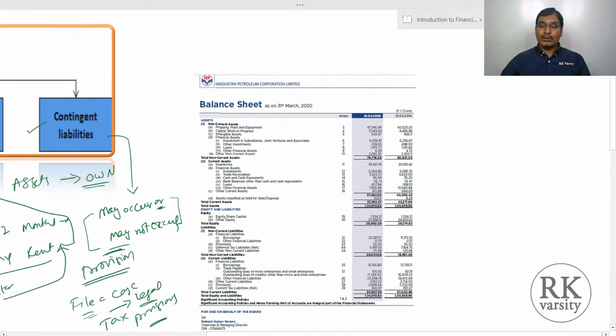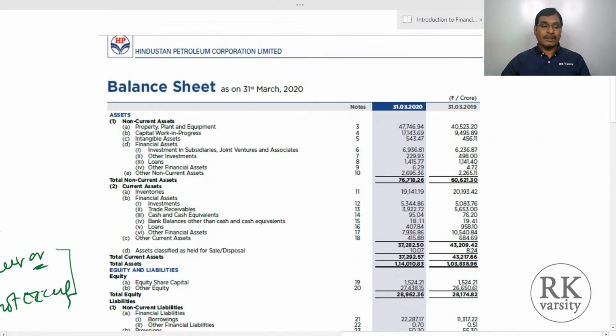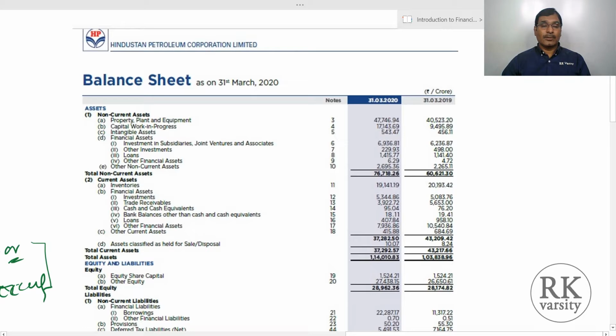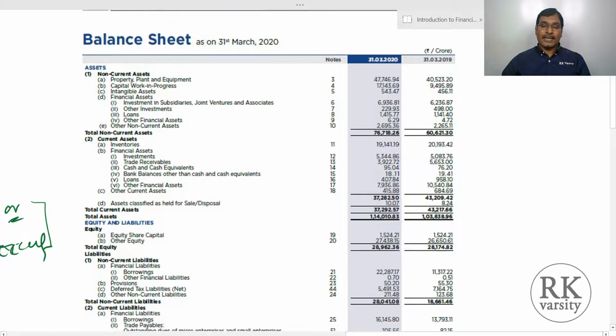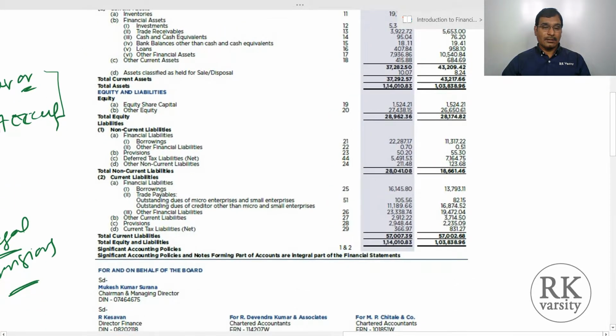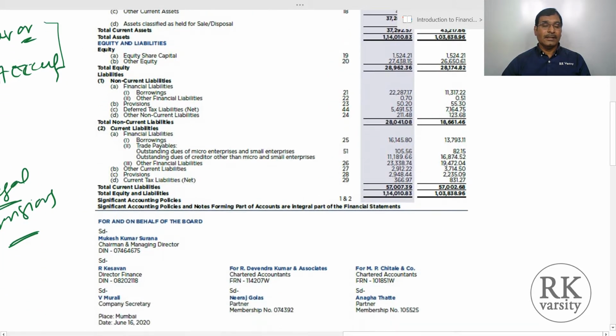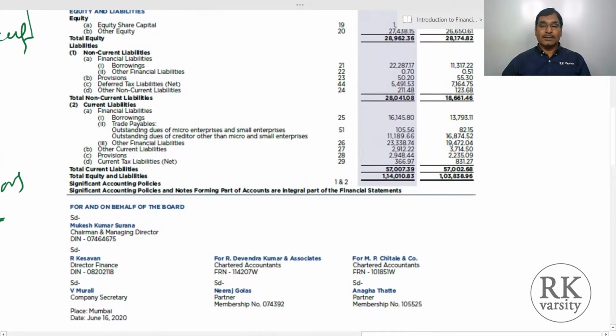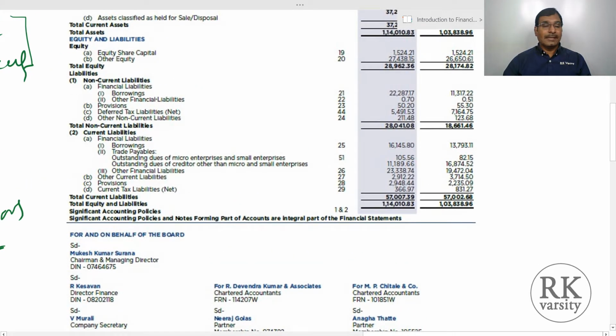Now I'll take you to a real-time company's annual report. This is Hindustan Petroleum Corporation Limited, one of India's leading petrol distribution companies. Here from the balance sheet, we can see the liabilities, so equity and liabilities. You have equity share capital, then other equity. Other equity may be your profit, retained earnings, or premium amount received; all those fall under the category of other equity. So you have total equity.